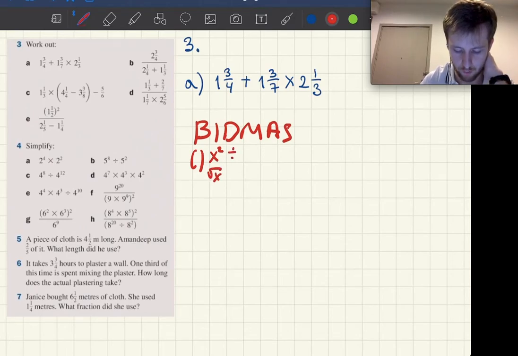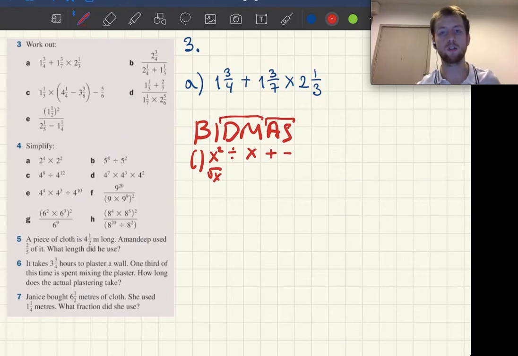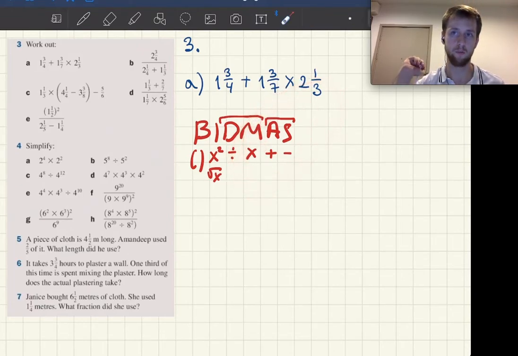Then division, of course. Then multiplication, addition, subtraction. Division and multiplication, and addition and subtraction, are equal. So if you see plus and then minus, you don't think first plus then minus. You think from left to right, if you have only addition and subtraction, for example.